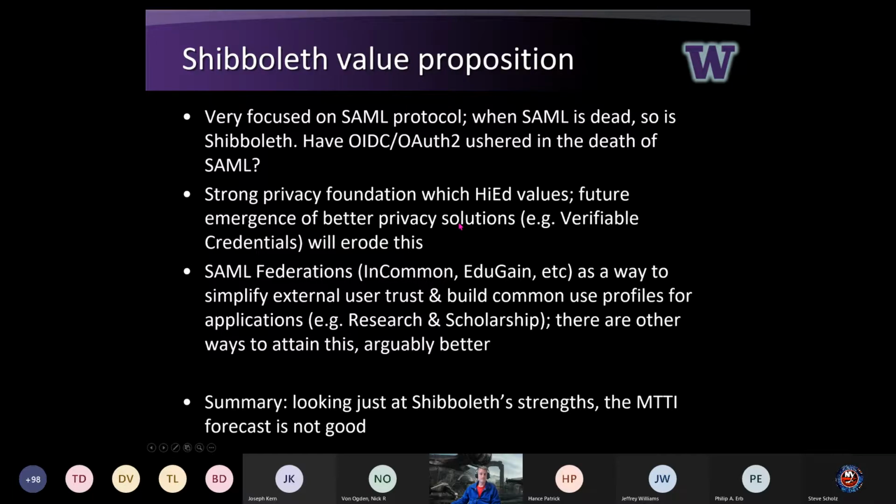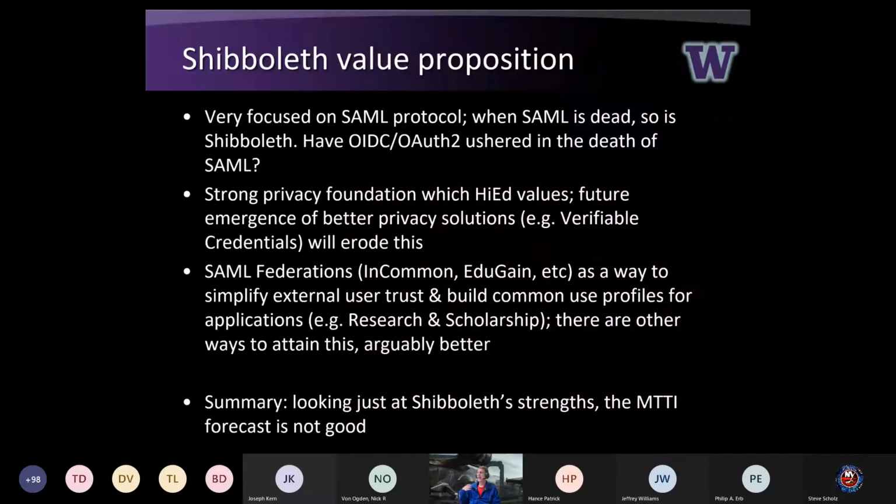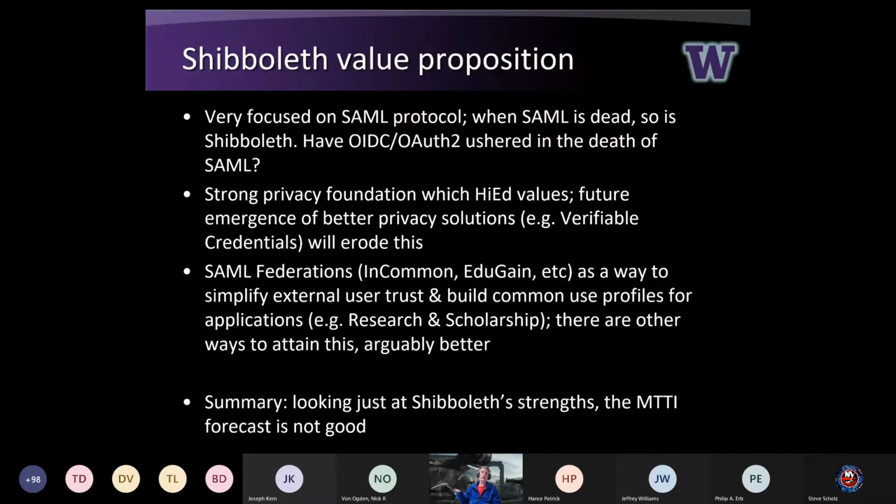And then SAML federations are another unique value proposition that Shib supports. SAML federations allow you to have external user trust, not have to do that for each IDP you want to trust. And it also provides a foundation for having these use profiles. A good example would be the research and scholarship claims bundle.